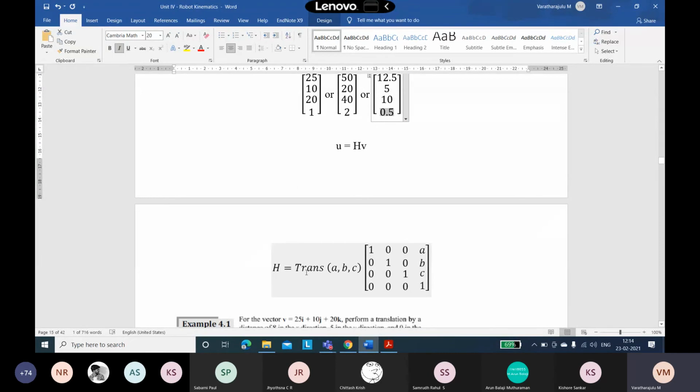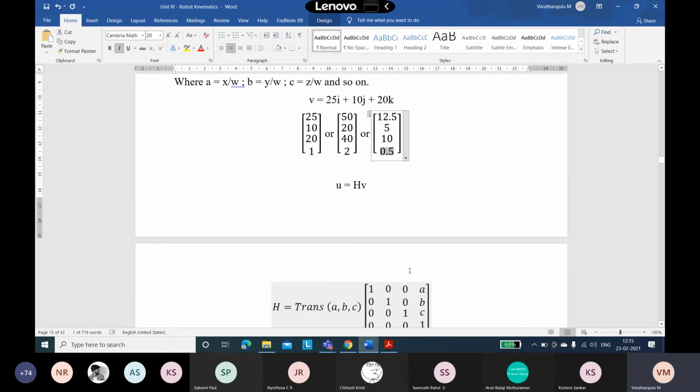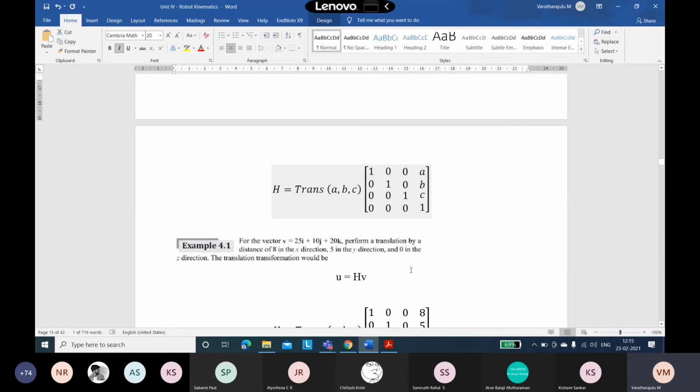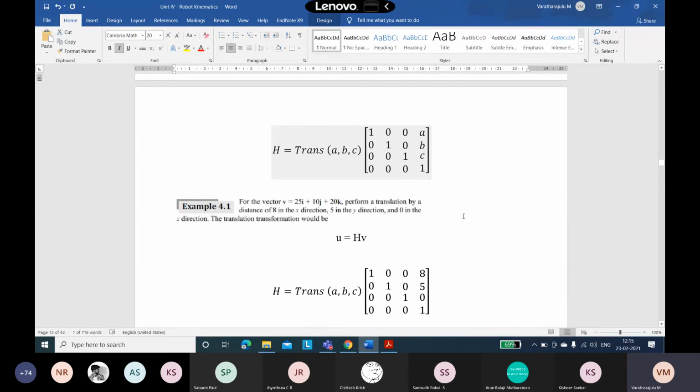Therefore, H is equal to the translation of ABC. For the translation of ABC, we write I in the 3x3 part, that is 1 0 0, 0 1 0, 0 0 1. This is the unit matrix or identity matrix. And we put A, B, C in the last column, and the rest is 1. This is the way; once we start our problem, it is very easy to understand. And please make a note of this particular problem.